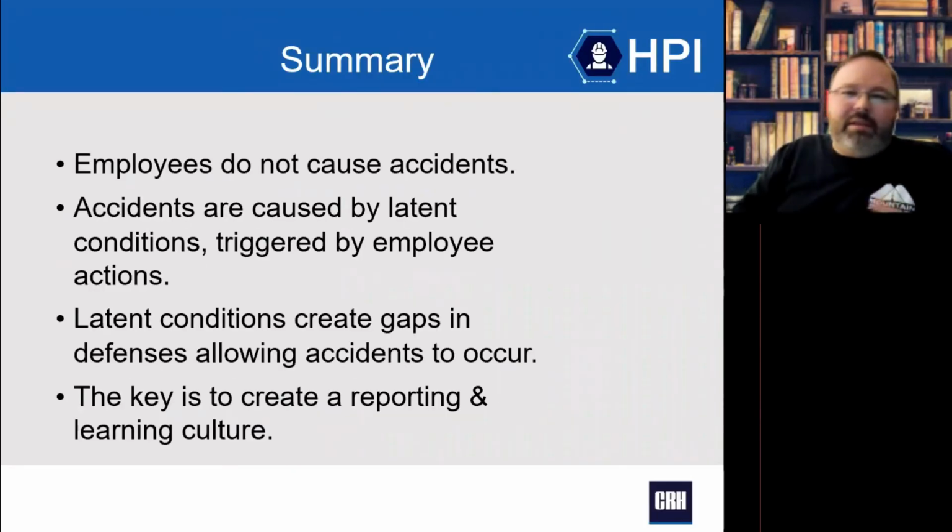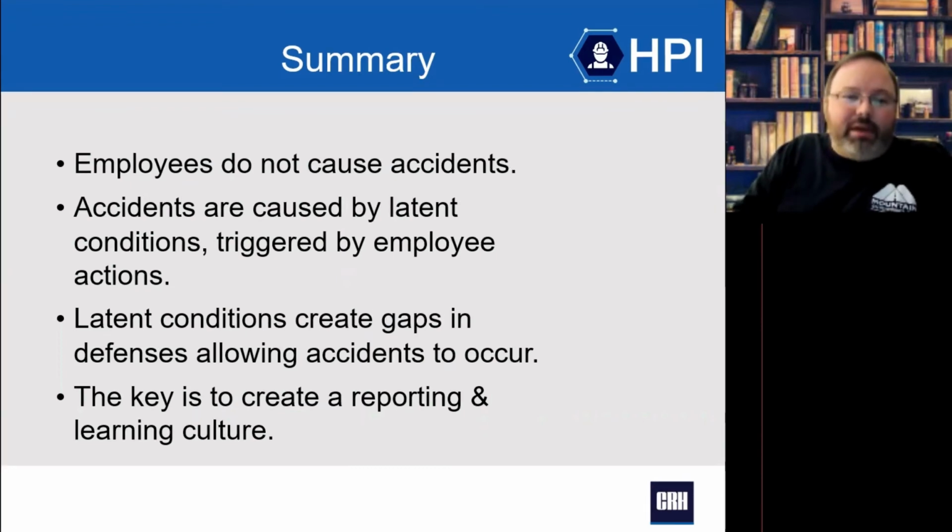Now, in summary, employees don't cause the accidents. They're caused by latent conditions that are triggered by employee action, just like the Jenga block tower. Latent conditions create gaps in our defenses and allow those incidents to occur. The key is to create a reporting and learning culture, because if people won't tell us things that are wrong, we can't give them the resources and tools to fix them.